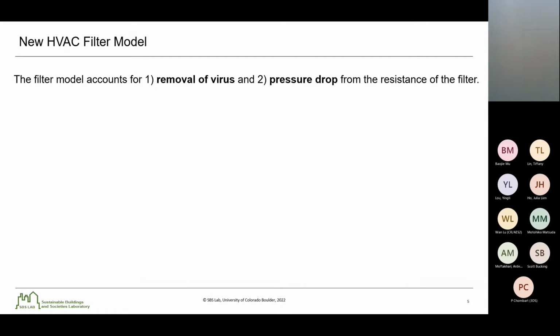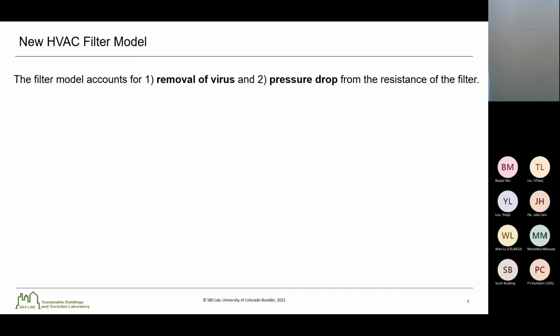This is very important, in particular, because some very efficient filters, while they're great at filtering particles from the airflow, can actually impose a significant pressure drop in the system that can lead to consequences like increased fan energy or even reduced overall airflow rates to the building. And so this is very important to model with our Modelica models.